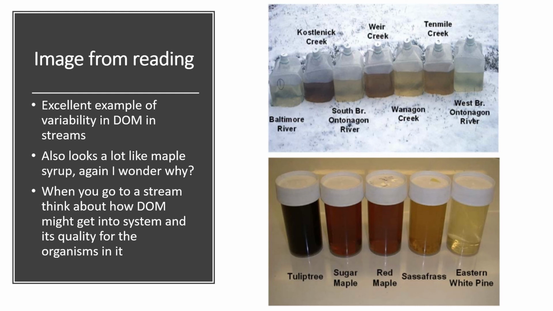And that suggests exactly the kind of thing that you would anticipate for a stream. It's going to be really important what kind of environment the stream runs through, what kind of DOM is available, because different terrestrial plants will produce very, very different DOMs. So for instance, take a look at this tulip tree material. Look at how dark that is, so substantially dark. Compare that to eastern white pine, a very, very light material. And these colors are going to be reflective of different molecular species, and different molecular species are going to be easier or harder to break down, which is going to change the process within those streams themselves.